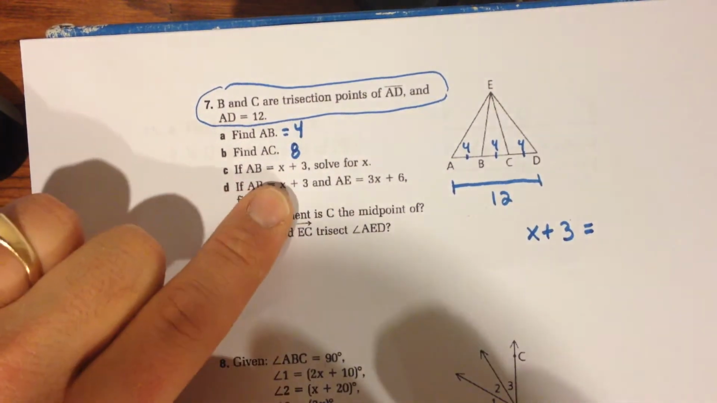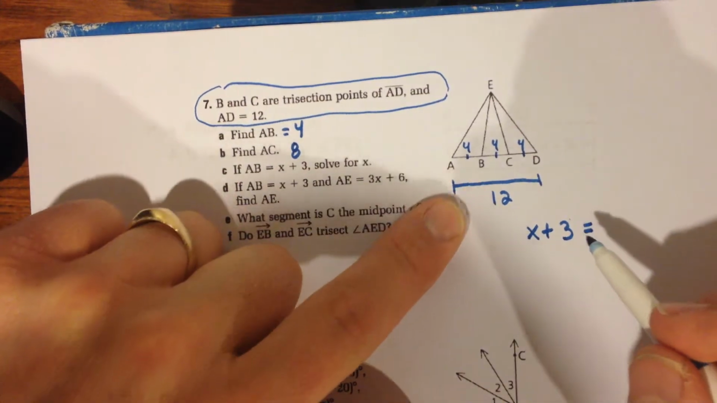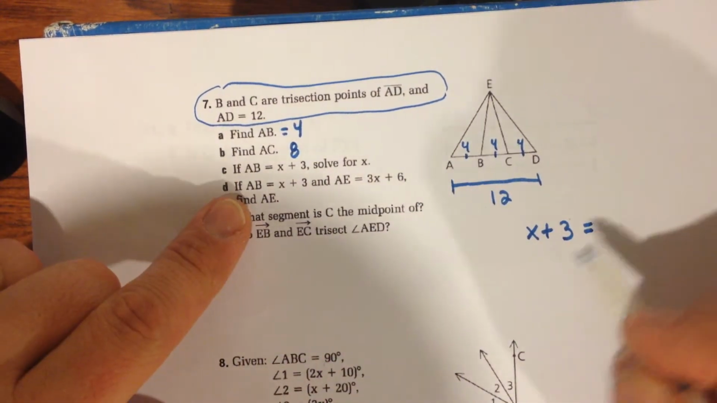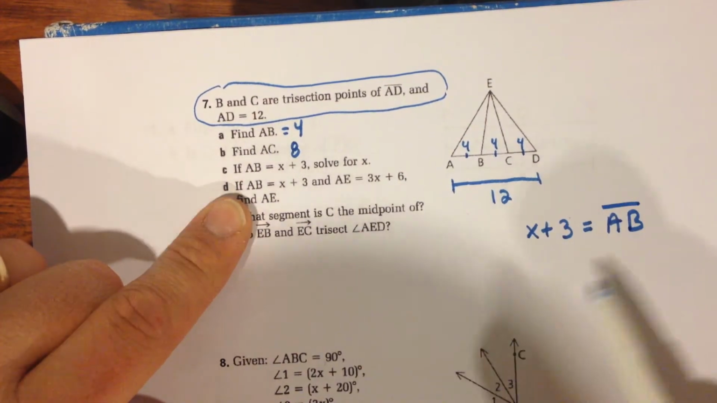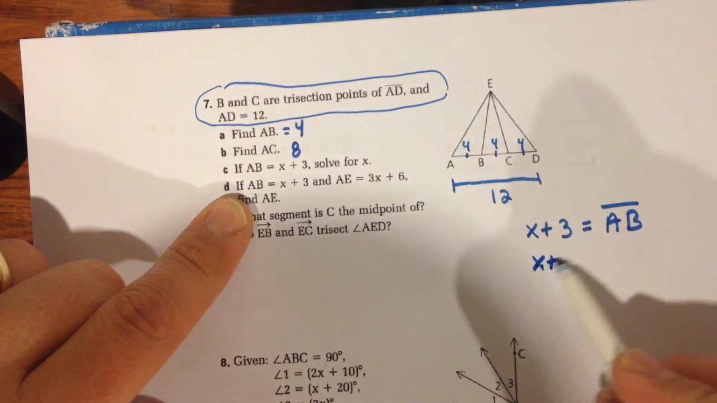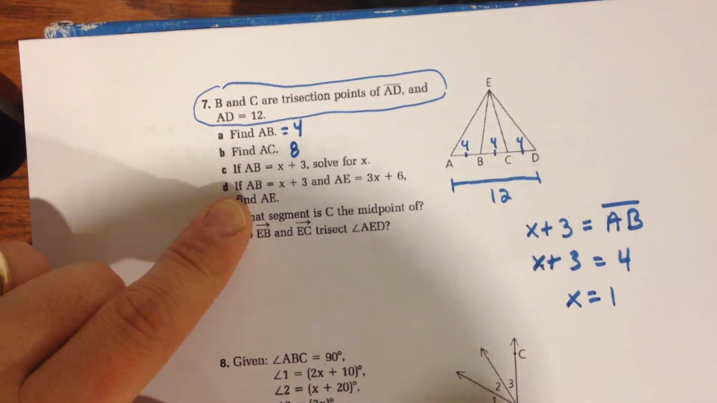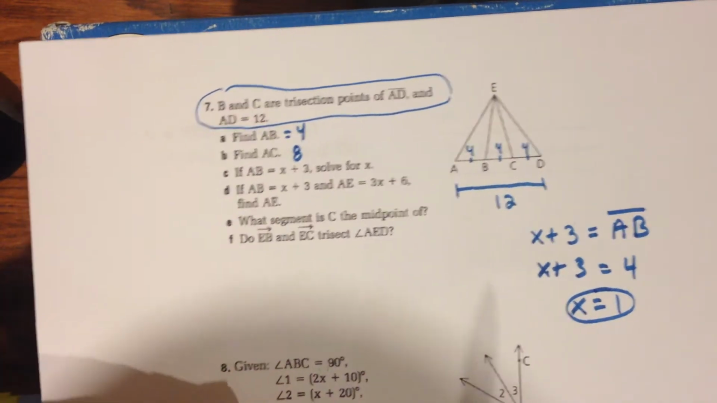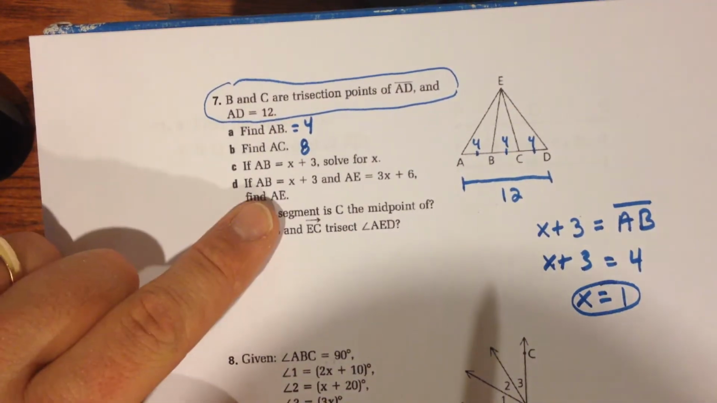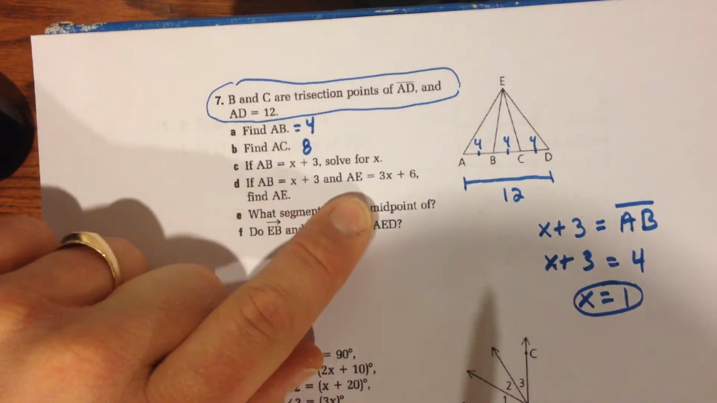So AB, if it equaled x plus 3, well, we know what AB is. AB is 4. So obviously x would equal 1, because 1 plus 3 makes the 4. That's all it's asking.